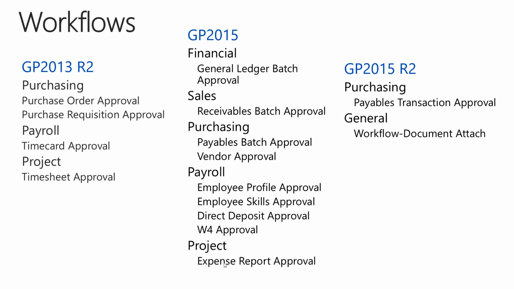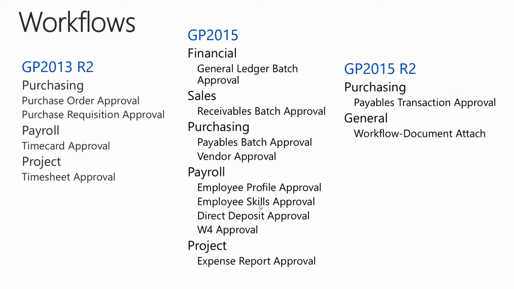In GP 2015, there were quite a few more added, like the general ledger batch. So if in your organization you have the accountants create a bunch of journal entries, and then somebody needs to approve them as a second level of review, everything can be entered into a batch, and whoever's supposed to review that batch can go ahead and review it and actually mark it approved. And you'll have that history in GP that the items were reviewed and were approved by a second individual. So you have workflows for the receivables batches, and for the payables, in 2015 there was the payables batch approval. Now you have the actual payables transaction approval.